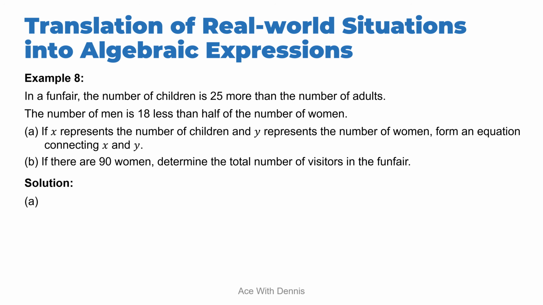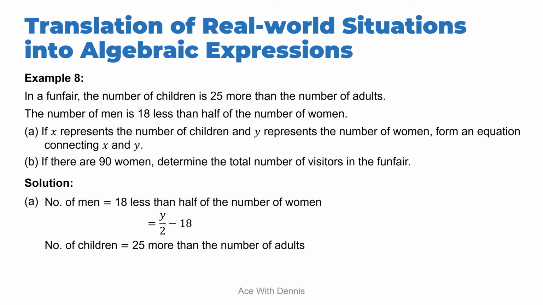Here is the solution. For A, the number of men equals 18 less than half of the number of women. We can write this statement as an expression, which is y over 2 minus 18. Then the number of children will be 25 more than the number of adults. So we can write x equals y plus y over 2 minus 18 plus 25, where y is the number of women, and y over 2 minus 18 is the number of men. Then we simplify this equation, and we get x equals 3y over 2 plus 7.